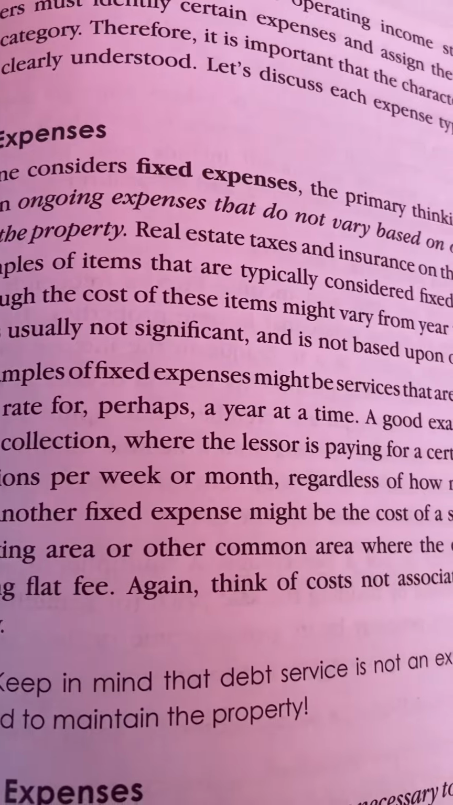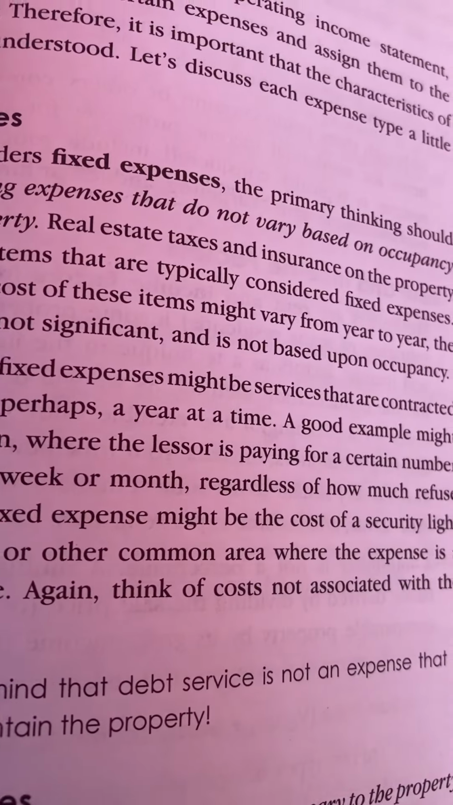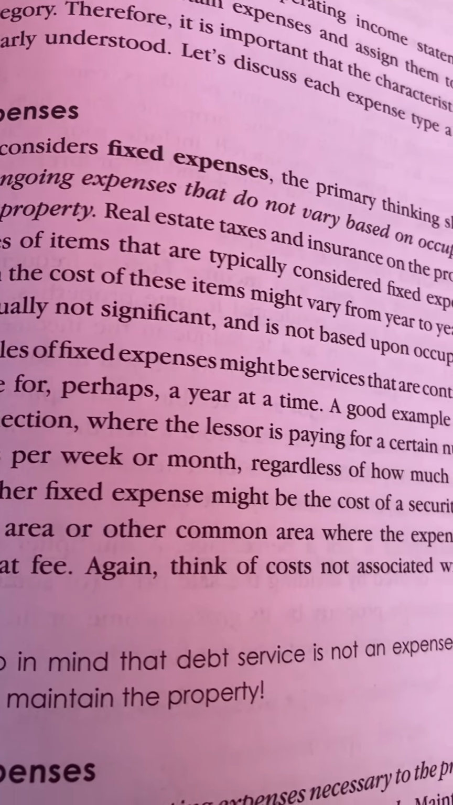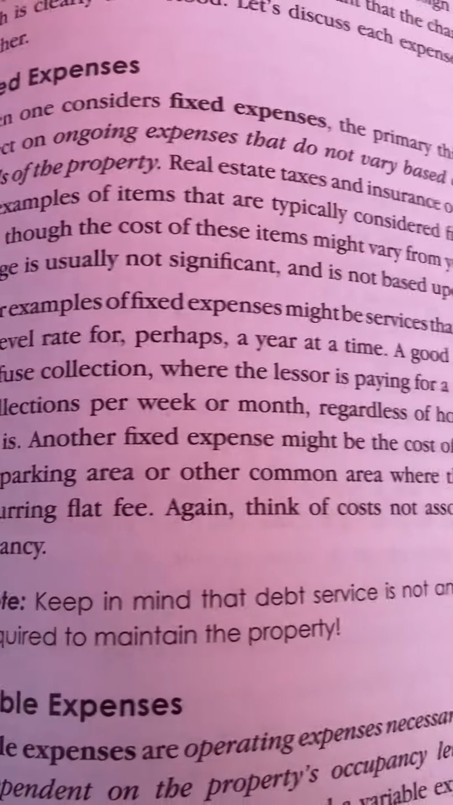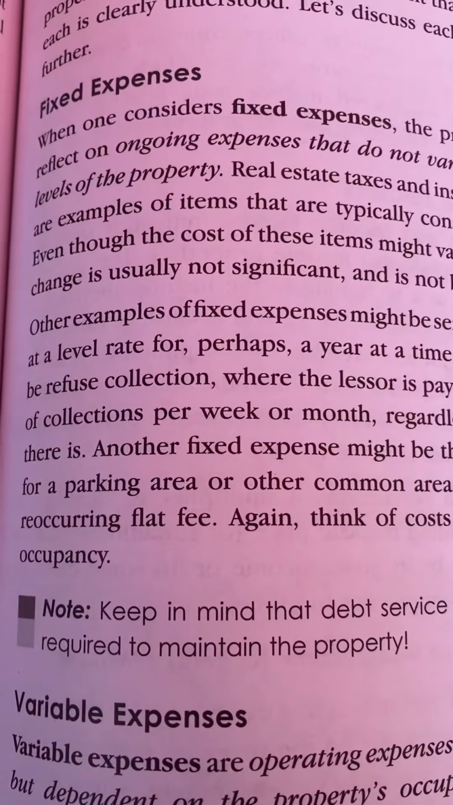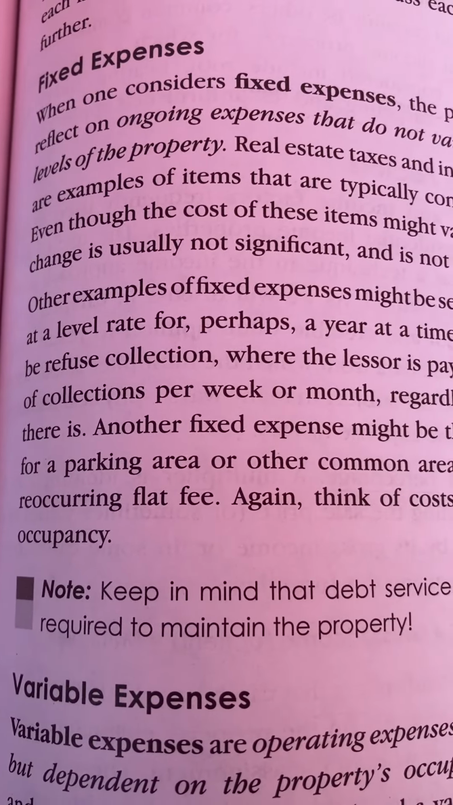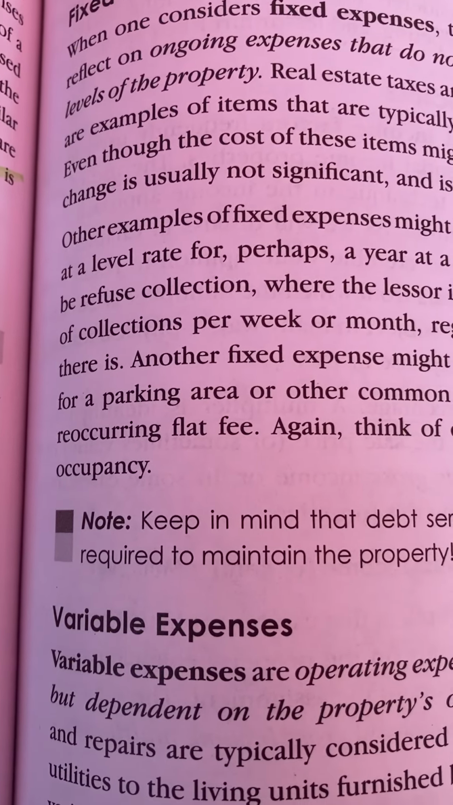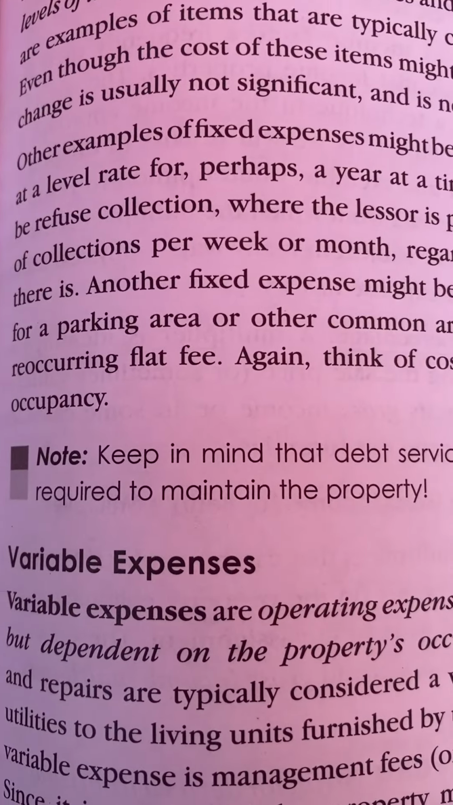Other examples of fixed expenses might be services that are contracted at a level rate for perhaps a year at a time. A good example might be refuse collection, where the lessor is paying for a certain number of collections per week or month, regardless of how much refuse there is. Another fixed expense might be the cost of a security light for a parking area or other common area where the expense is a reoccurring flat fee. Again, think of costs not associated with the occupancy. Note, keep in mind that debt service is not an expense that is required to maintain the property.